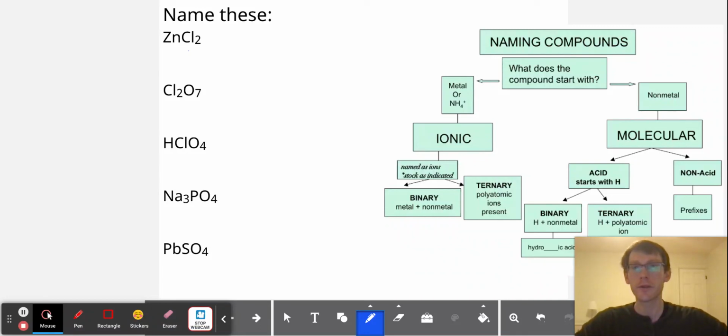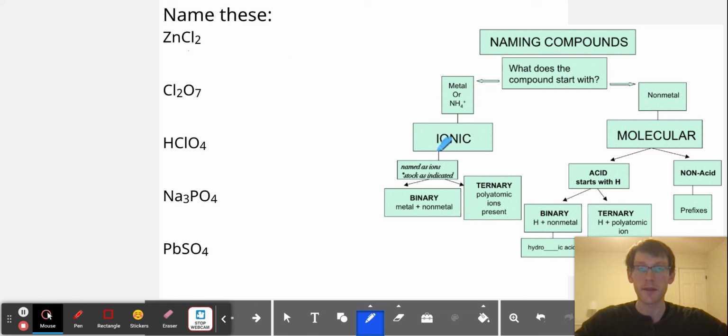In this video, we're going to do some practice naming compounds and writing formulas of compounds. And we'll use this flowchart to start. So we're starting with ZnCl2. And the first question is, does the compound start with a metal or NH4+, or does it start with a nonmetal, or actually a metalloid could be over here too? Well, Zn is a metal, and so we will name it zinc.